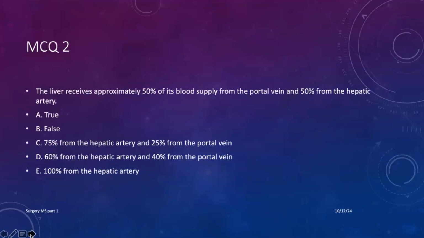How about this one? The liver receives approximately 50% of its blood supply from the portal vein and 50% from the hepatic artery. So the answer is B. It is about 75% from the portal vein, not from the hepatic artery. Because of that, C is false, and it is not 25%. It is about 75 to 80%. So the answer is B.